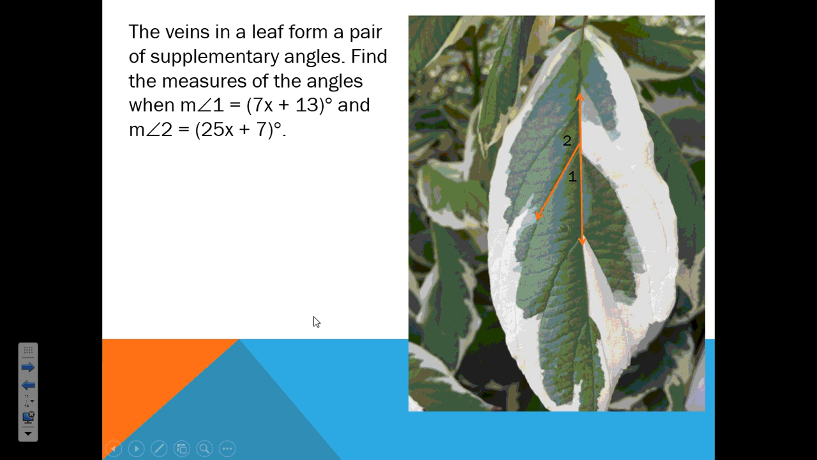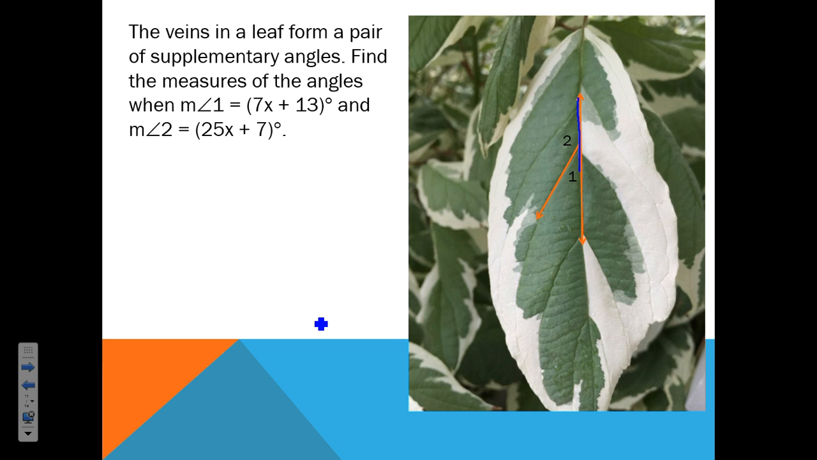Here's one more example. Okay. So this is a leaf from my front yard. It's called a... it looks kind of similar to that, but I can't think of it off the top of my head. It's a dogwood, okay, a dogwood bush.